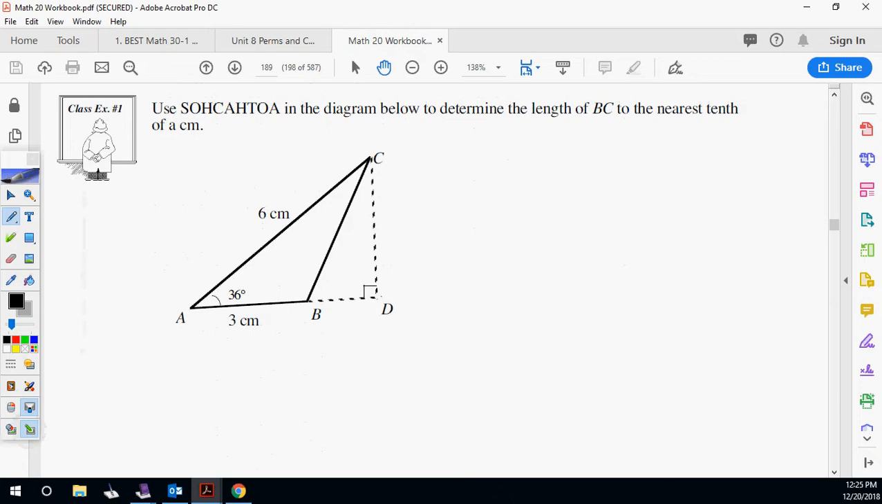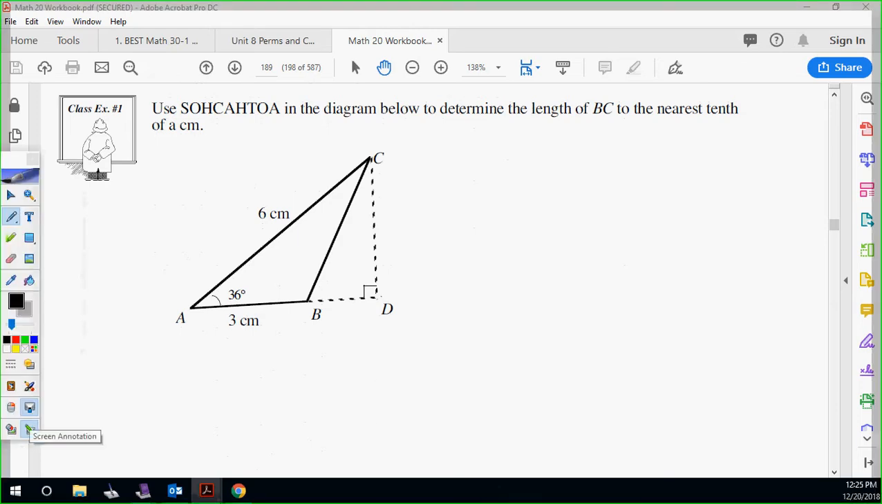Okay? So let's look at this. Use SOHCAHTOA and the diagram below to determine the length of BC. So we're going to do the roundabout way, and then we're going to use the cosine law here in a little bit. What they've done is drawn a dotted line here to get the altitude. Since this is tilted, because it's an obtuse angle, it gives you the height, not this slanted height. Okay? And so now we can use the fact that this is a right triangle, right? And this angle is still 36. We're trying to find BC.